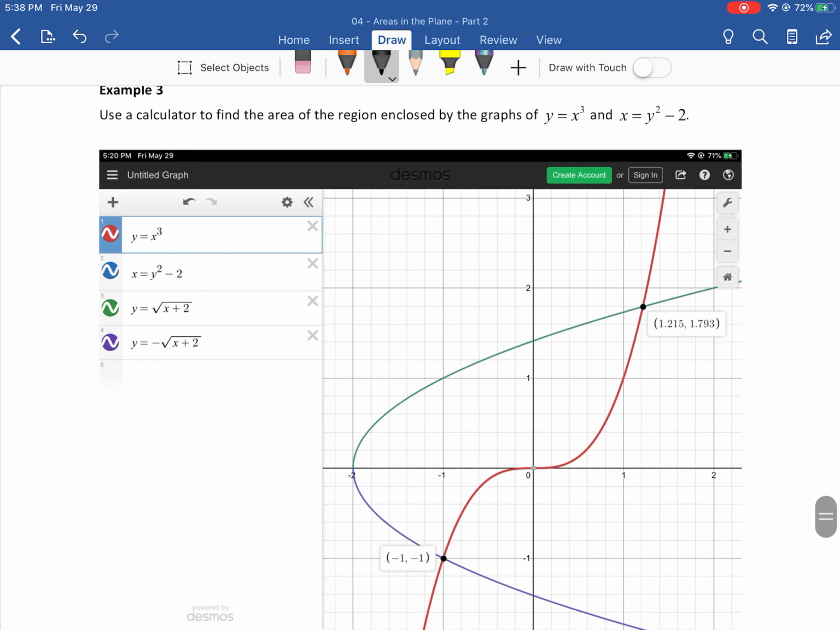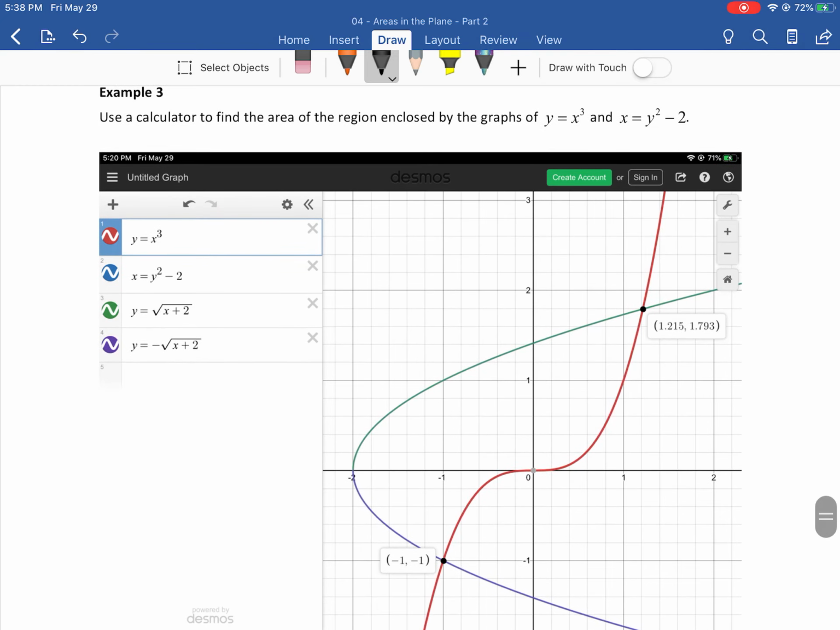Okay, last example. It says use a calculator to find the area of the region enclosed by the graphs y equals x cubed and x equals y squared minus 2. Now, I did this with Desmos so I could import it in here nicely, but you can do it on your graphing calculator, no problem. You can see what my window's set at, like -2 to 2 and -2 to 3, and you'll get a nice graph of these two graphs, y equals x cubed being the red graph. Now, Desmos allows me to enter it as x equals y squared minus 2.